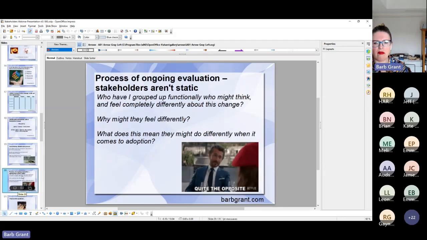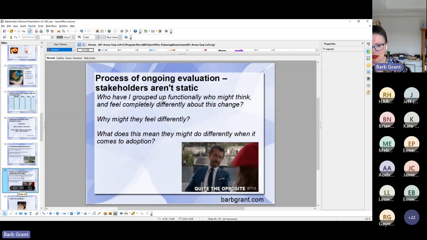And so the question that's always in my mind when I'm approaching this is, maybe I've got this group and they're functioning all together. Let's go somewhere else. Say they are the provisioning team in a telecommunications organisation, which tend to be quite large organisations. I might be going, right, all the people who do provisioning, I've got them all grouped together. But what I need to ask myself is, who might feel completely differently about this change? And why might they feel different? And what does that difference mean that they will do differently when it comes to adoption?